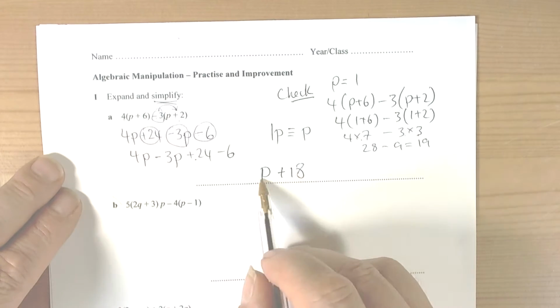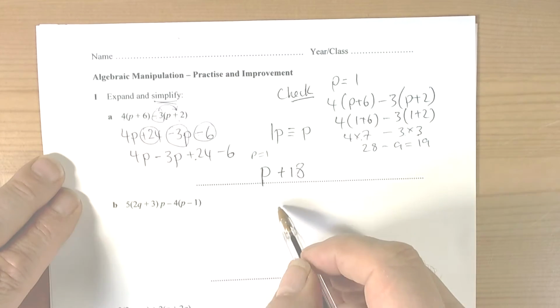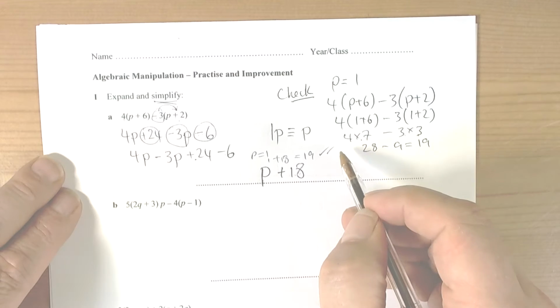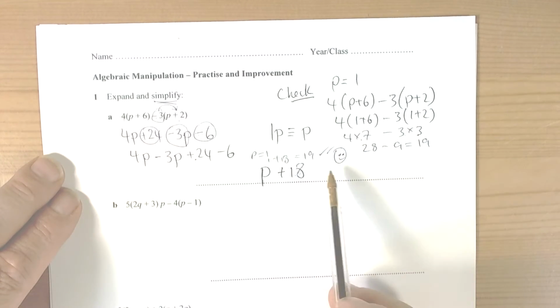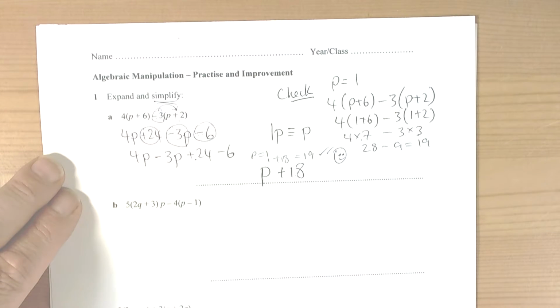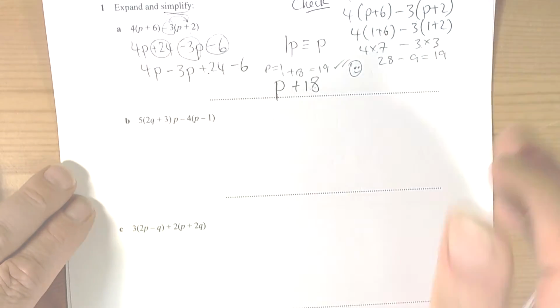28 take away 9 is going to be 19. And if I check my final answer, when p is 1, I've got 1 plus 18, which equals 19, same answer. So my check worked. Quite often it's useful to check whether you've made any mistakes with your minus signs, your takeaways and negative number multiplications. Okay, so that's the answer to the first one.